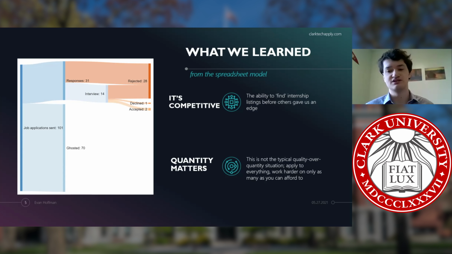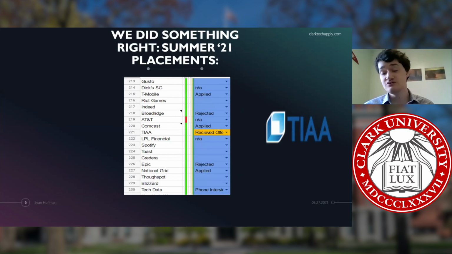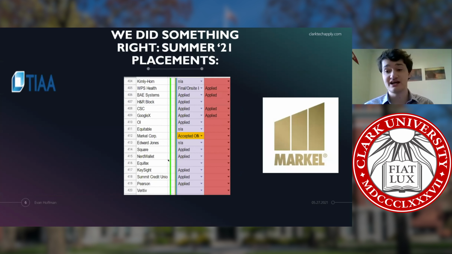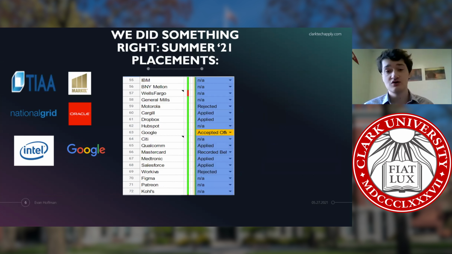It is really a numbers game. But do that as much as you can, right? But only within the time you have. So we did something right with this spreadsheet model. In summer 2021, so upcoming, we had students get offers at TIAA, Markel, National Grid, Oracle, Intel, and Google, right? And those were just students who used the spreadsheet and didn't have any referrals or any other kind of connections to these companies. They just applied as soon as they opened, right?